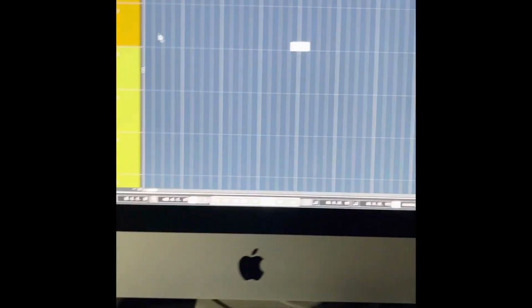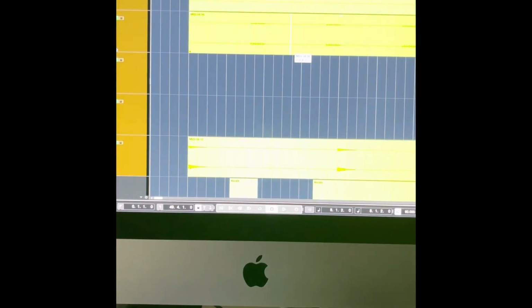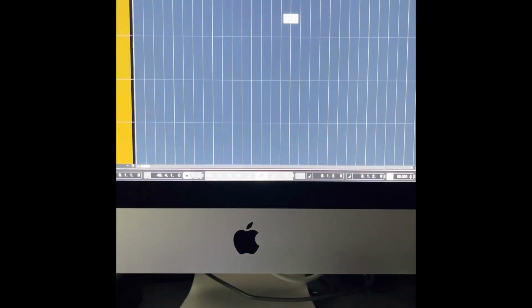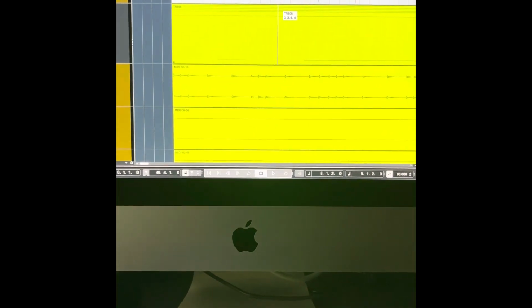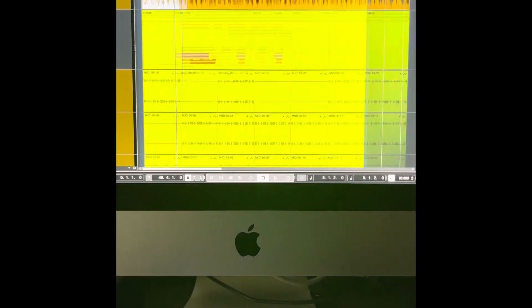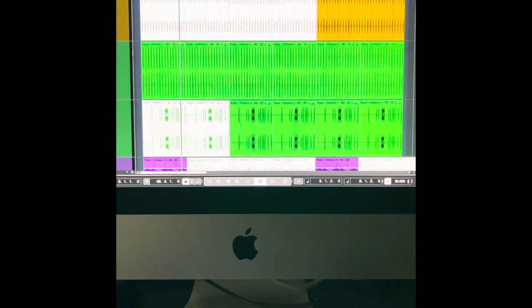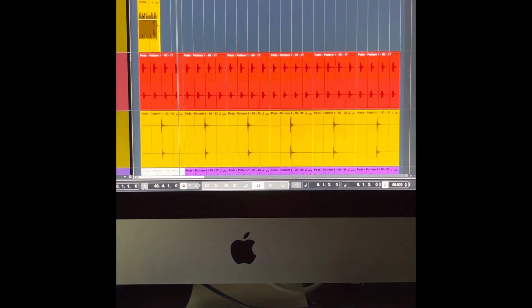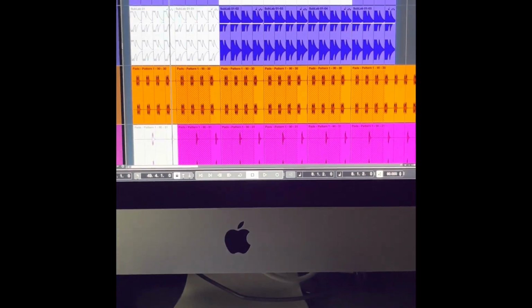Come on, waveforms, I need you to show up. Whoa, we have waveforms. Oh my God, I'm good, y'all. I got my waveforms back. We good, that's it.